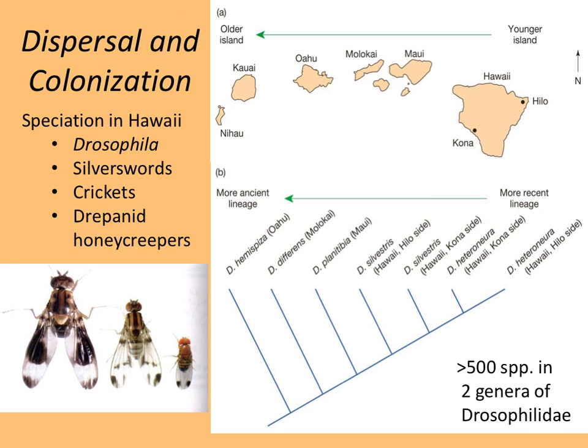Dispersal, like this is what happened with Hawaii. There were a whole bunch of organisms that colonized Hawaii. No mammals, but there were birds. There were Drosophila, which are fruit flies, and there were also a lot of plants. And they speciated rapidly.